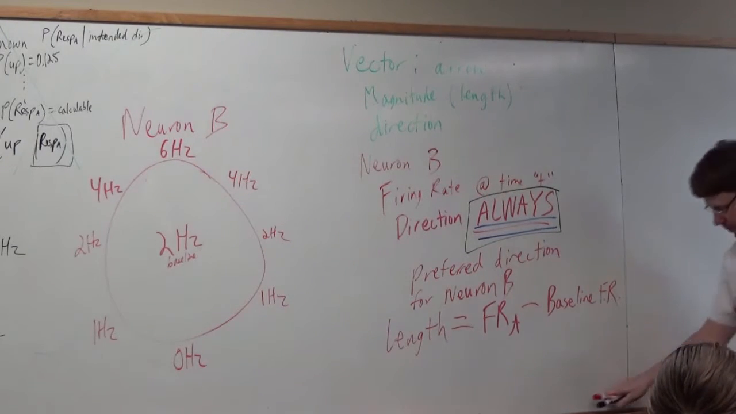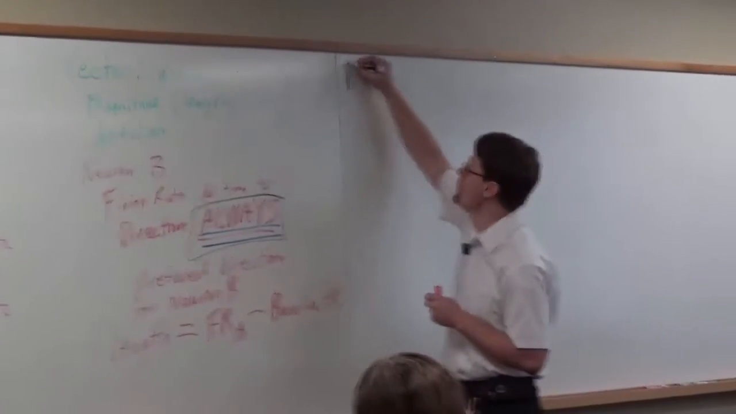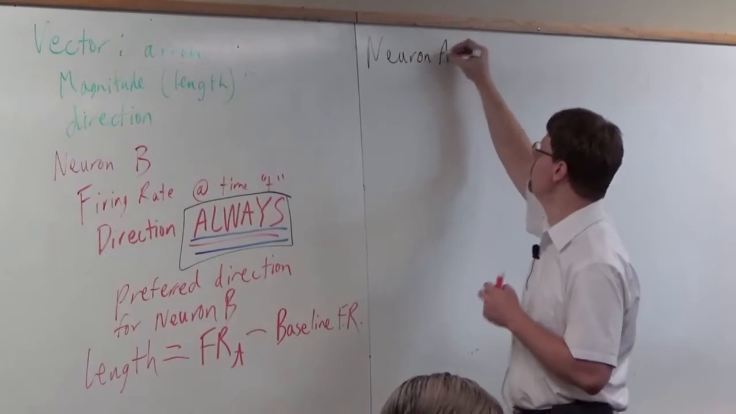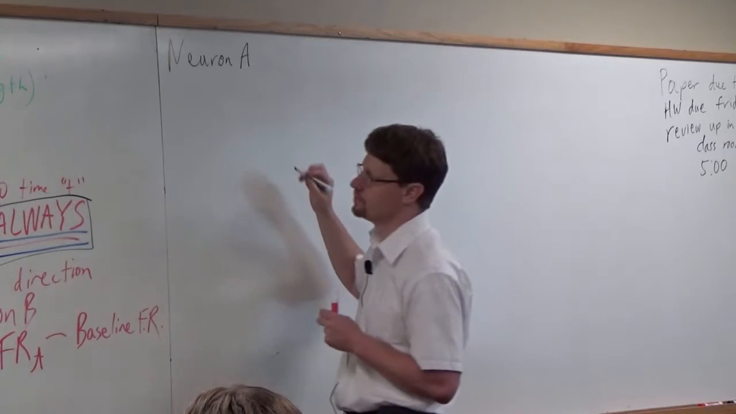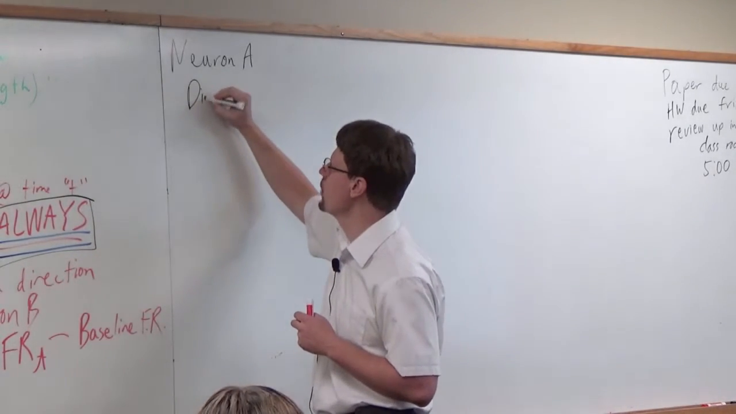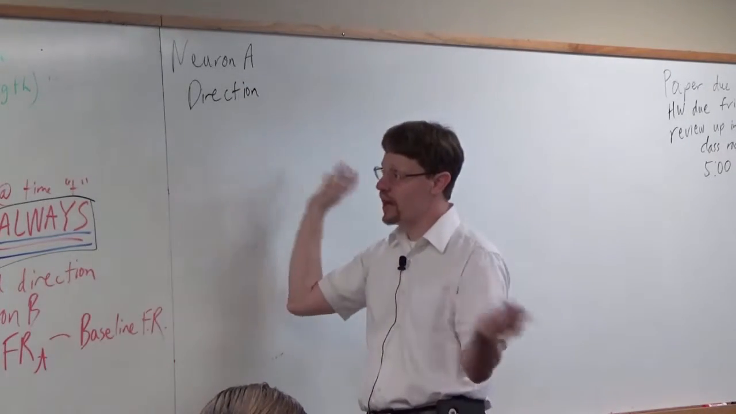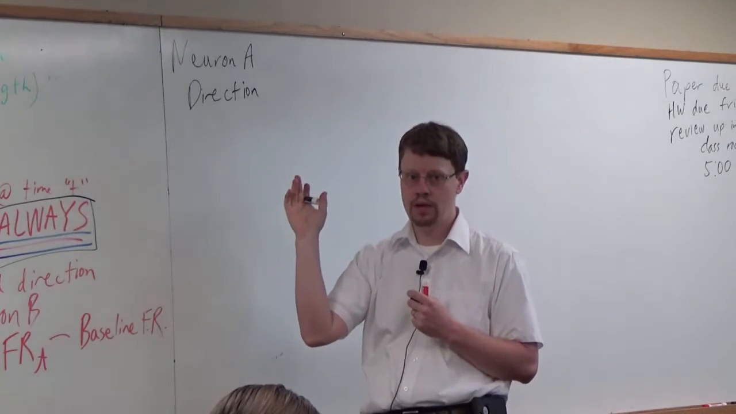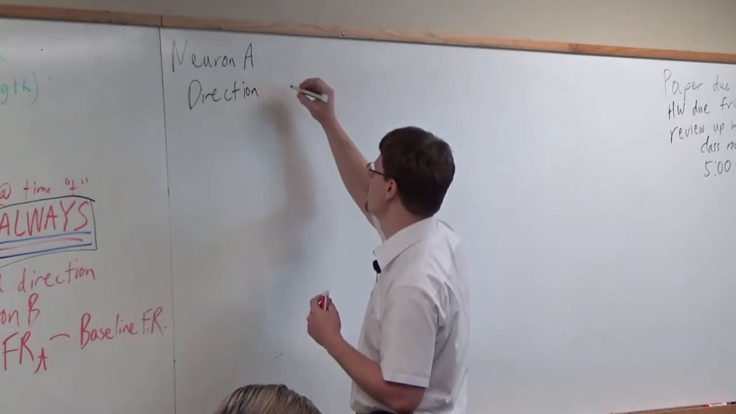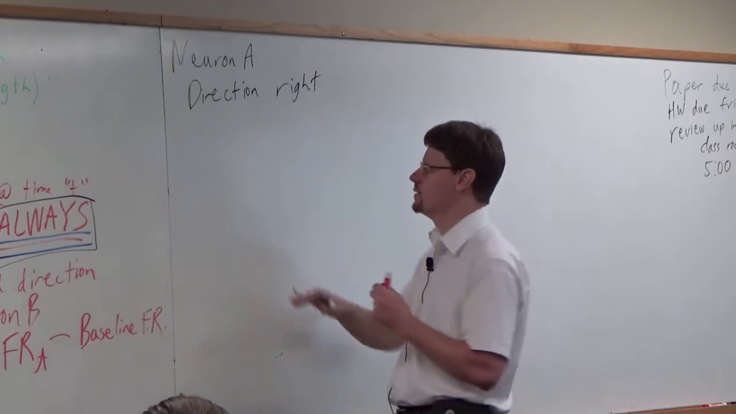And then of course, to continue this, neuron A is also going to get a vector. And neuron A's vector direction is always, at all times from now until the end of the universe, going to point which way? Right. Yes. The direction is going to be to the right because neuron A's preferred direction is to the right.